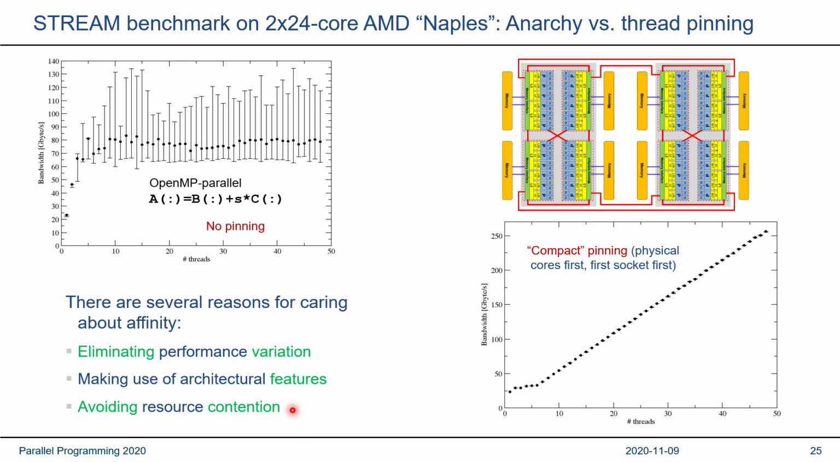Also, you may want to avoid resource contention. If you know that the memory bandwidth of a single ccNUMA domain is already saturated with 2 or 3 threads, then it actually doesn't make sense to run more threads than that. Also, to determine how many threads will be running on one NUMA domain, you need affinity features. So there's lots of reasons for caring about affinity.